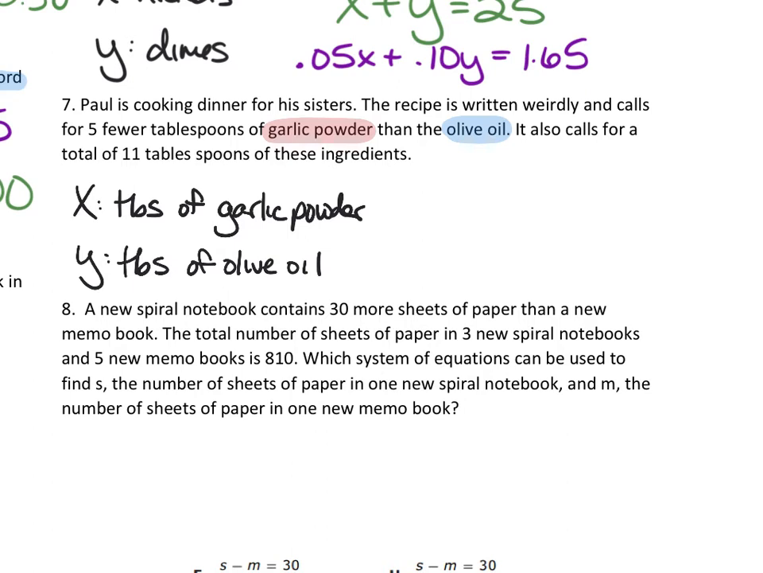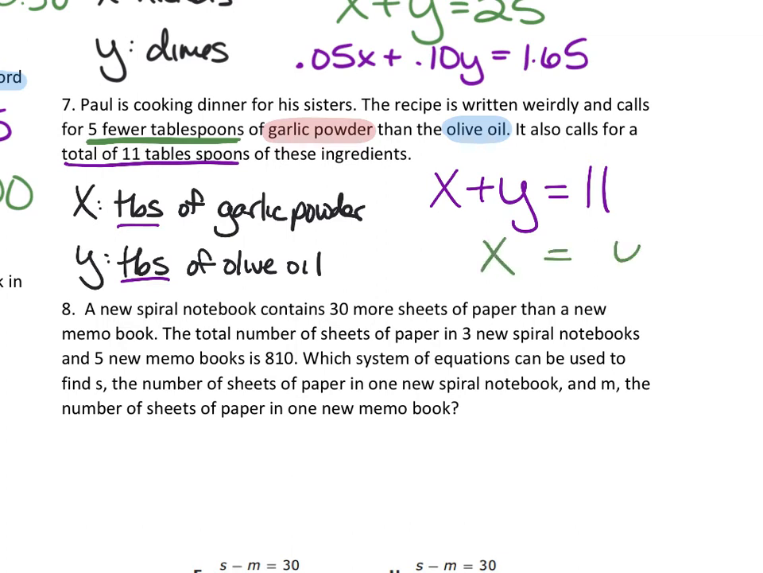Okay, let's organize our information. I know for sure that we're going to have a total of 11 tablespoons, and that's what my variables are representing. So let's first just total them up. X plus y equals 11. But then do you notice that we have a weird sentence here that says I need to have 5 fewer tablespoons of garlic powder than olive oil, which means we're going to have to play a balancing act. If this is my equation and I want it to be balanced, because that's what an equal sign means, it means that they're the same or equal.